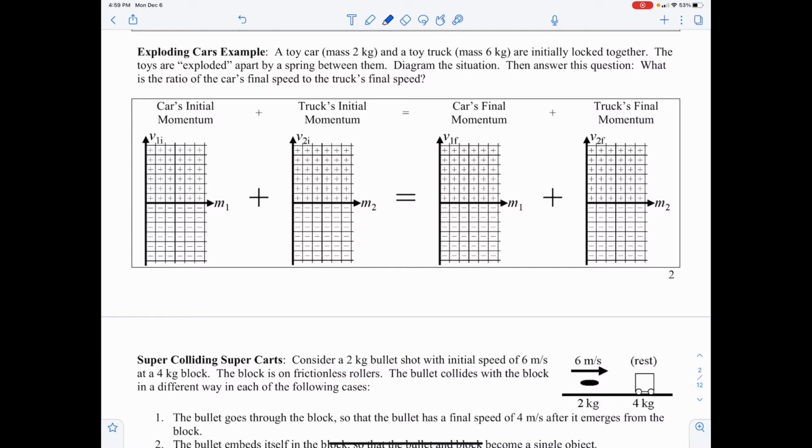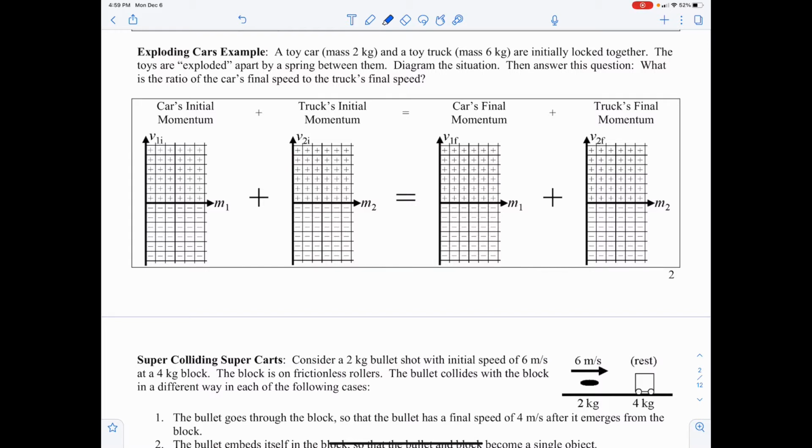Exploding sports car example. Well, we've got the same cars. This time it's a 2 kilogram car and a 6 kilogram truck. They're initially locked together. They explode apart in different directions. Diagram the situation. Then answer, what is the ratio of the car's final speed to the truck's final speed?